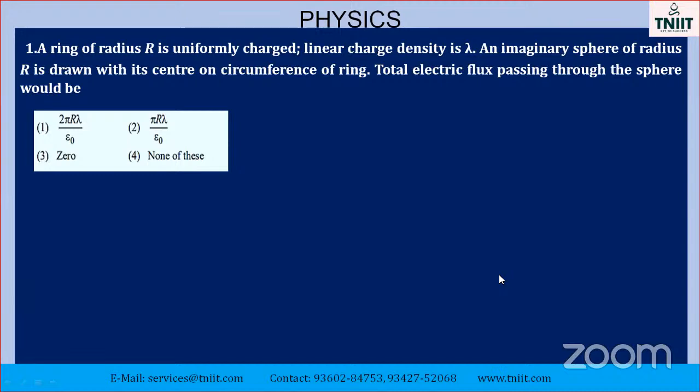So let me discuss the fourth paper revision. Look at the first problem, students. There is a ring of radius capital R.